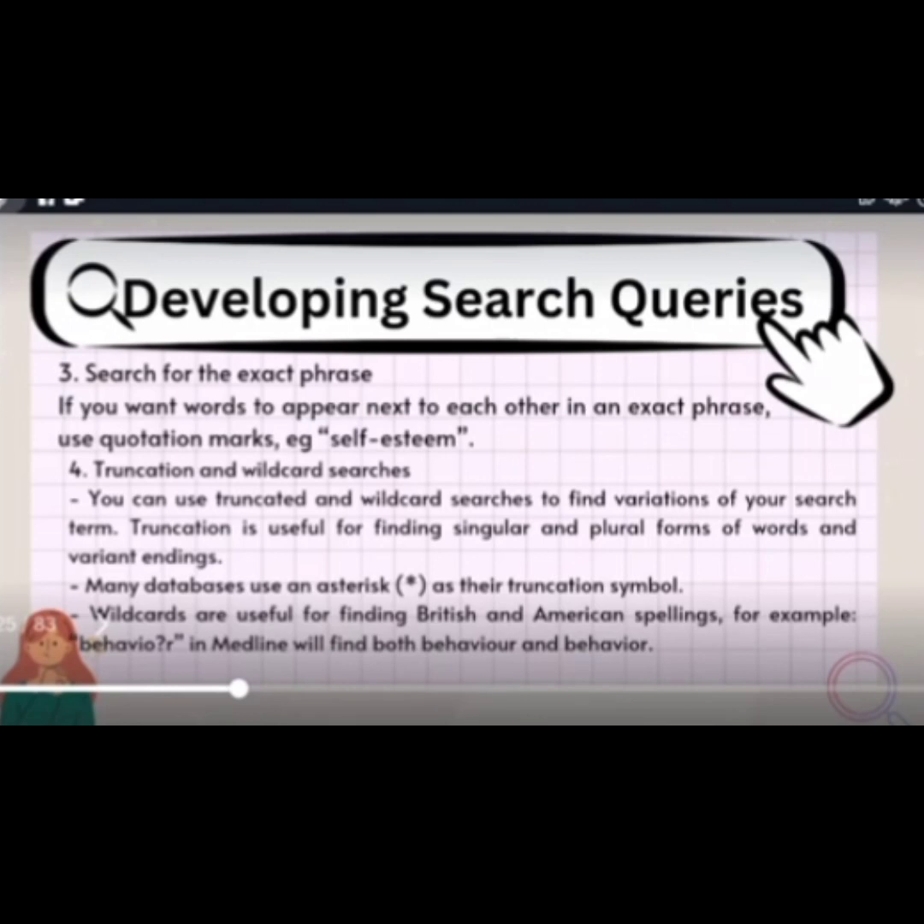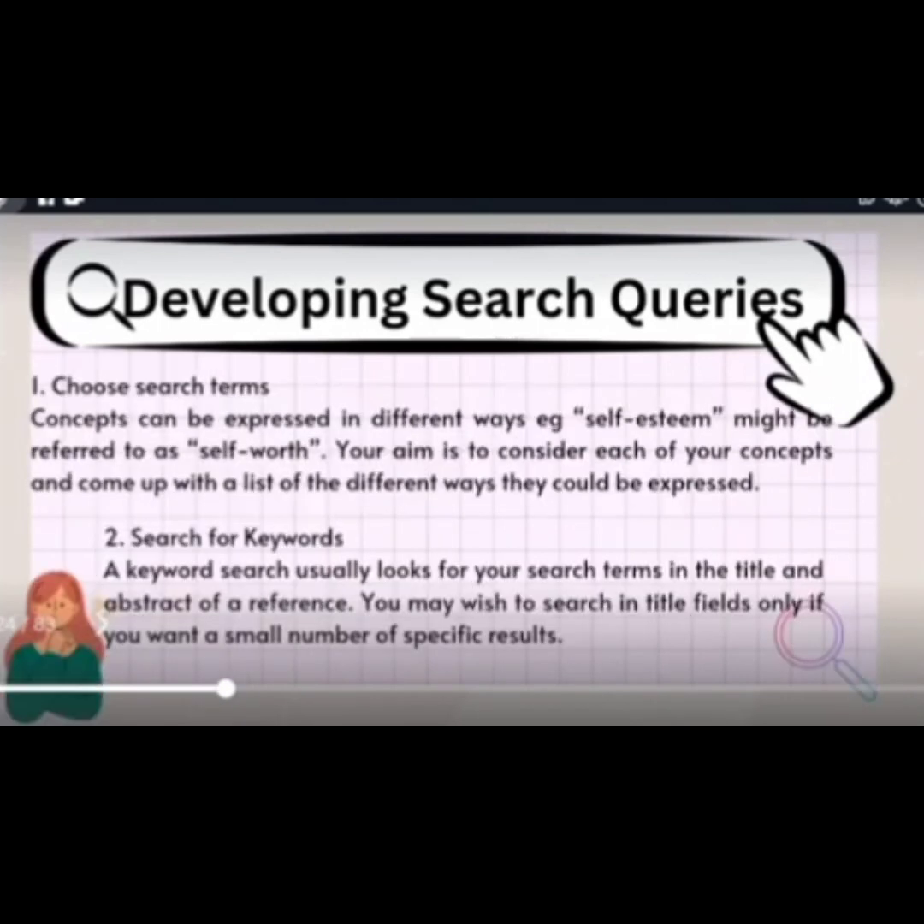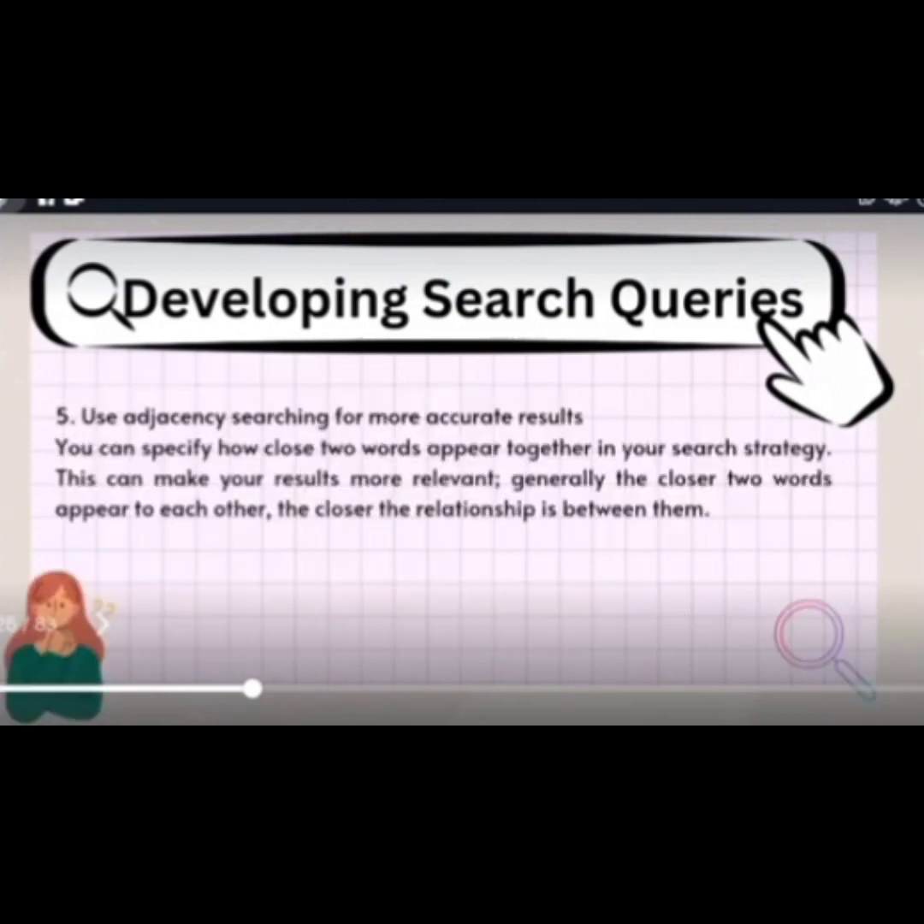Next we have wildcards. Wildcards are useful for finding British and American spellings, for example here, "behavio?r". What have we noticed in the word behavior? You have quotation marks, and a question mark in place of the letter before the R. So the wildcard will find both behaviour, the British spelling, and behavior, the American spelling. That's it. So going forward, we have number 5.